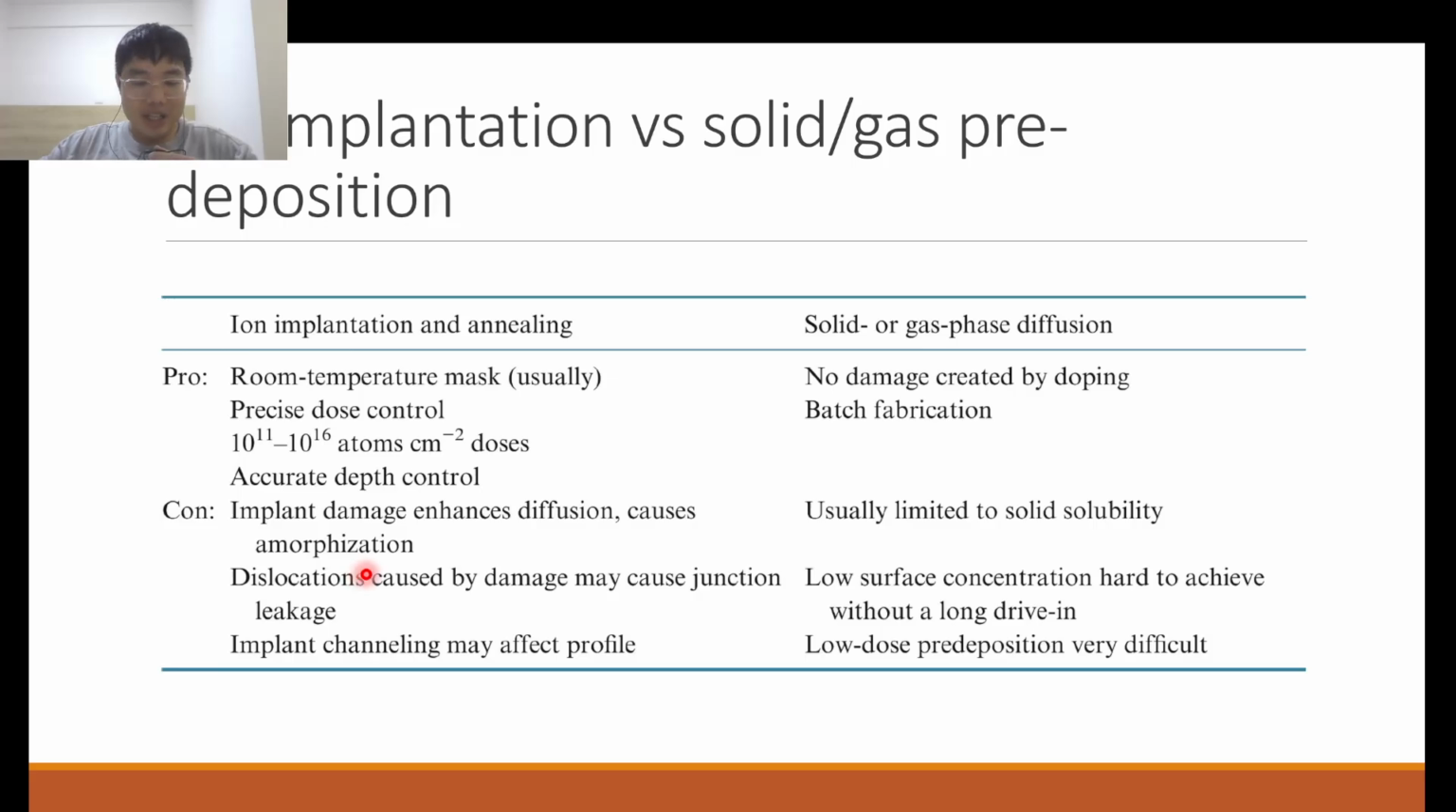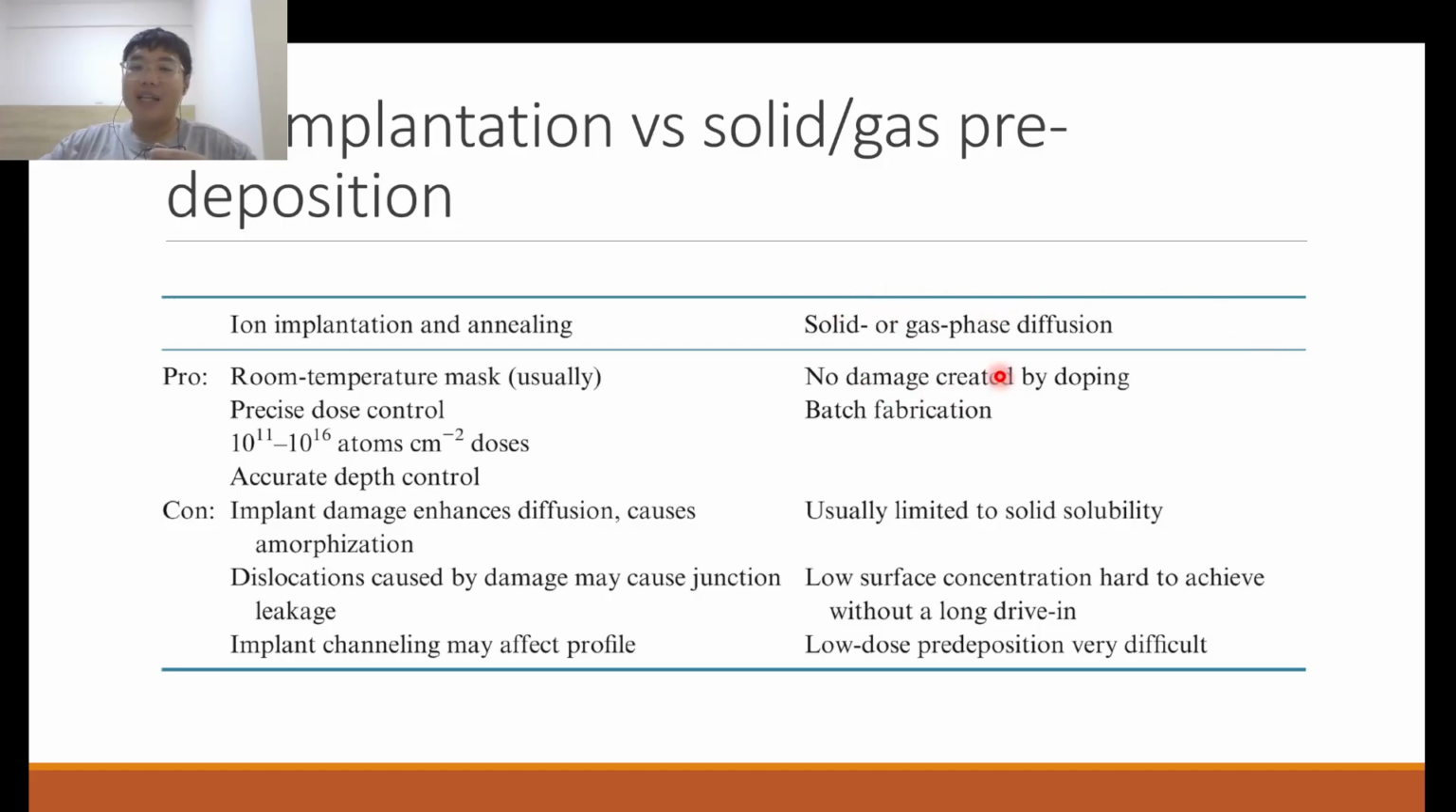Ions are energetic species when they enter into the silicon at high velocities. So it tends to cause implantation damage, which can cause problems like amorphization and enhanced diffusion. At the same time, right, it can also introduce other kinds of lattice defects like dislocations, which can cause leakage in the device. And also there's implant channeling, which is an additional point to consider as it can affect your dopant profile.